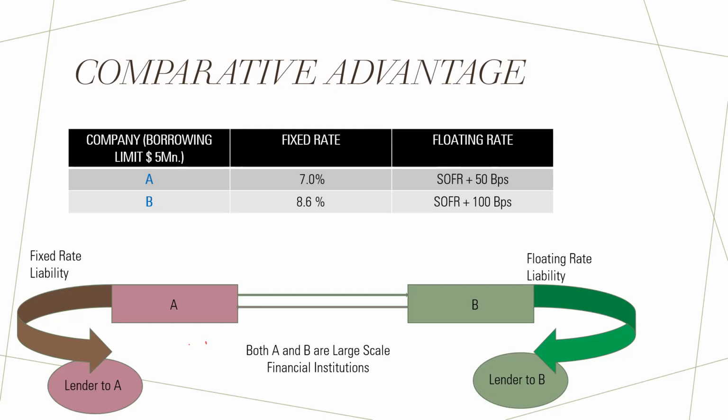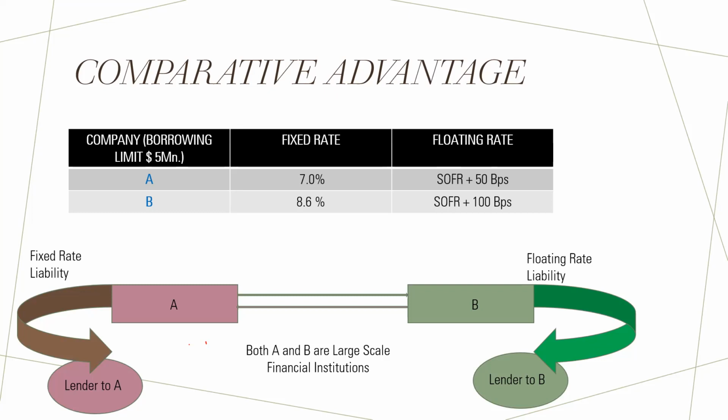A can borrow in the floating market at a rate of SOFR. SOFR is secured overnight financing rate, which is replacing LIBOR very soon. So A can borrow in the floating market at a rate of SOFR plus 50 basis point, while B can borrow at a rate of SOFR plus 100 basis point. Now, given this situation, is there an improvement, or is there a hedging that can be done? Okay, that's the question.